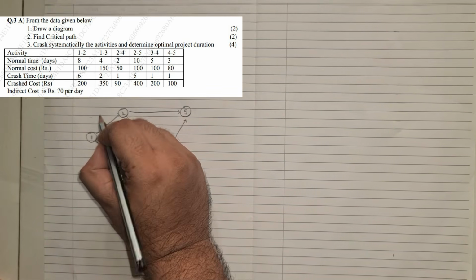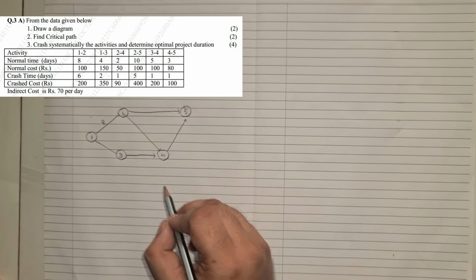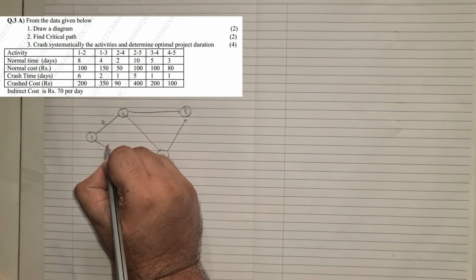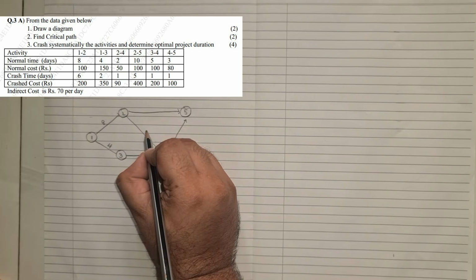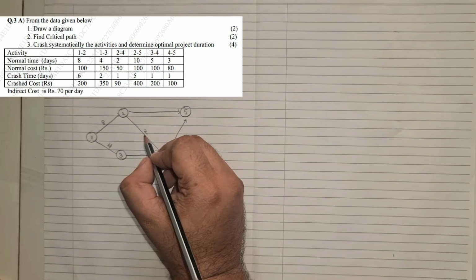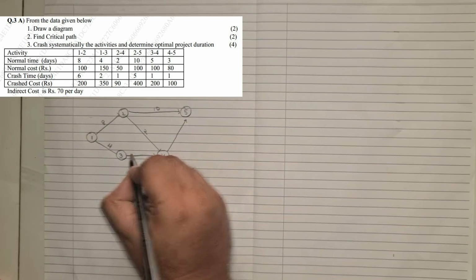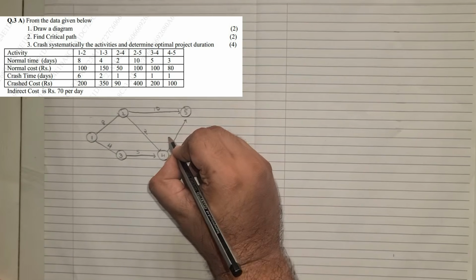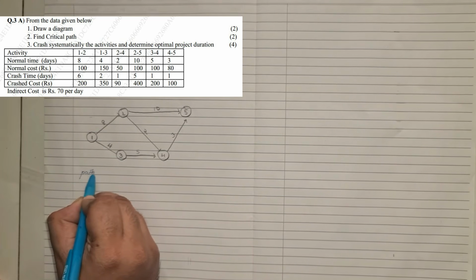For 1 and 2 the normal duration given is 8. For 1 to 3 it is 4. For 2 to 4 it is 2. For 2 to 5 it is 10. For 3 to 4 it is 5 and for 4 to 5 it is 3. Once you get that, after that we have to note down the paths.